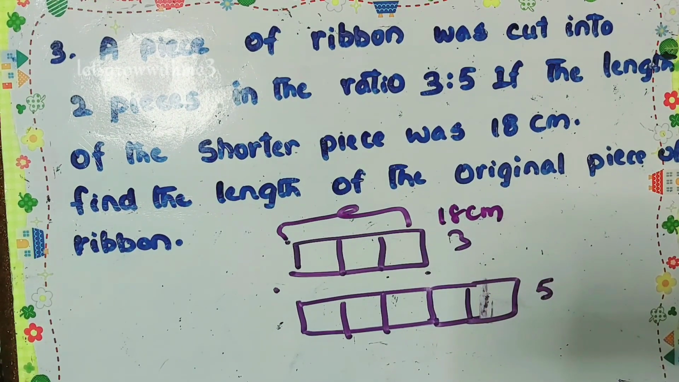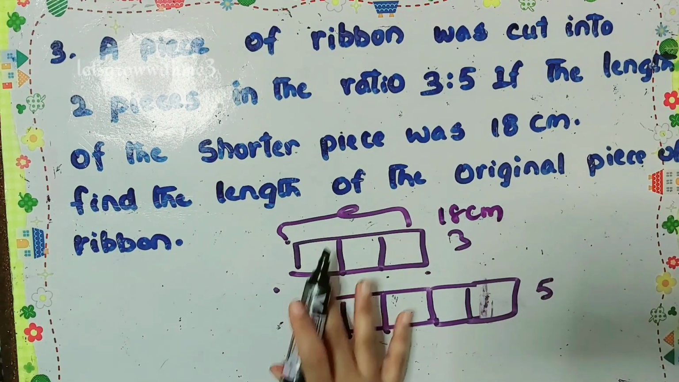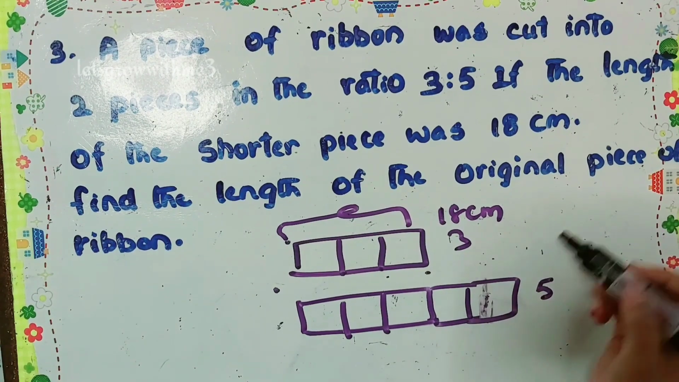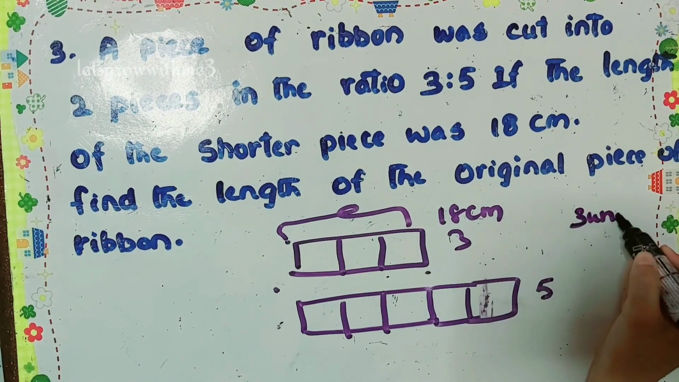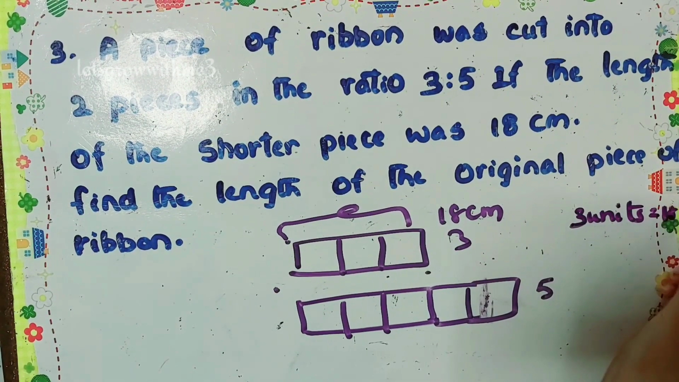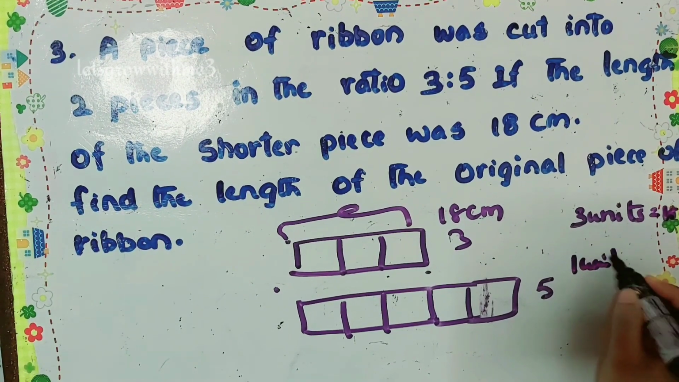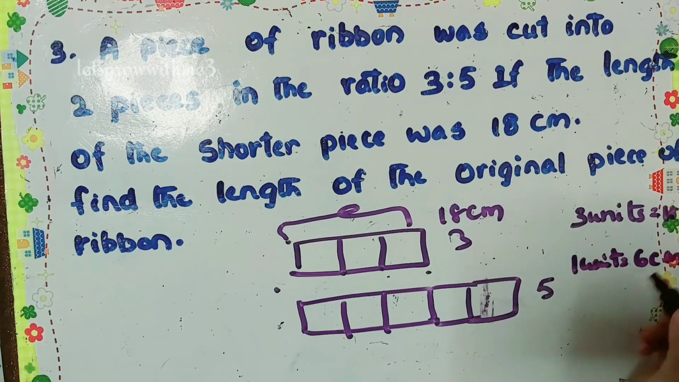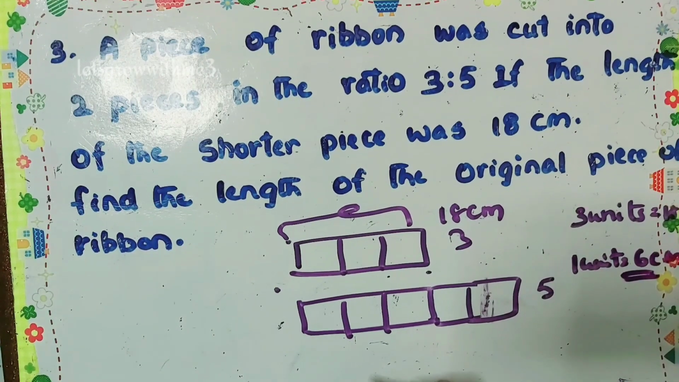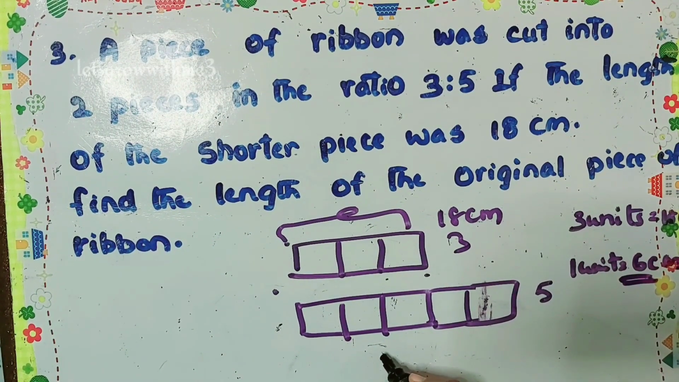So I think it's so easy, we got the answer, right? So 3 units is 18 centimeters. When you compare values, the data we are getting is 3 units is equal to 18 centimeters, then 1 unit is equal to how much? 6 centimeters, right? So if we got 1 unit value, we can find any value.